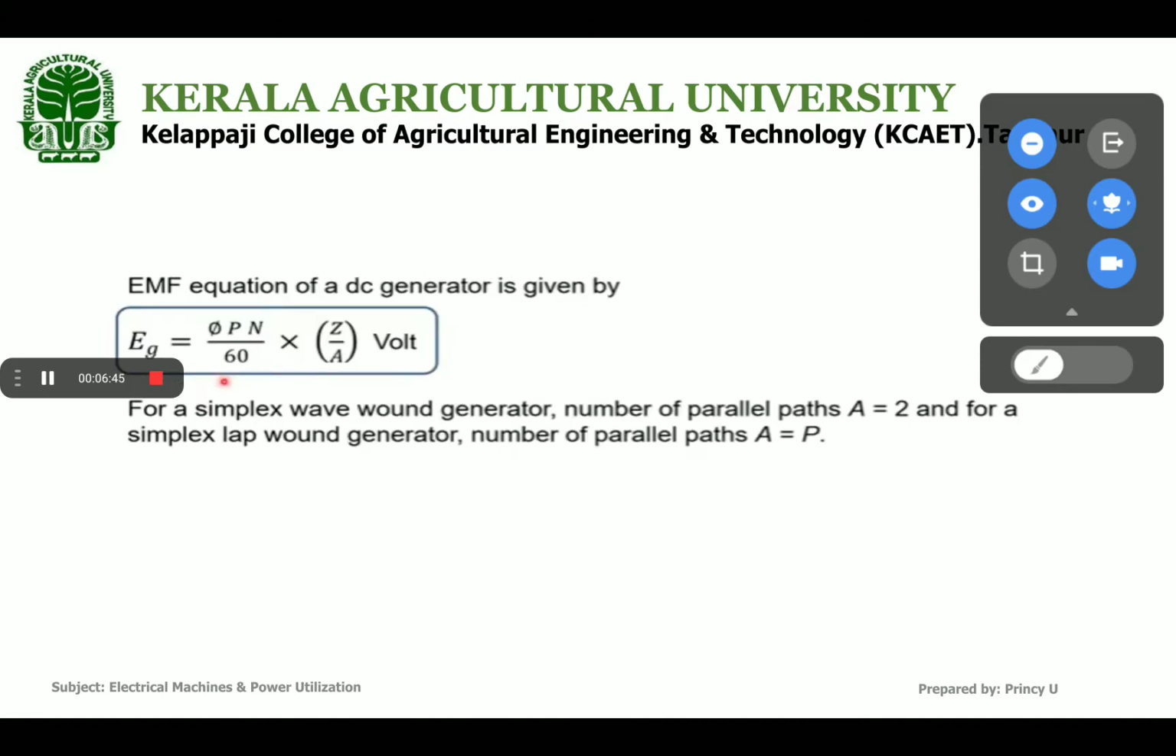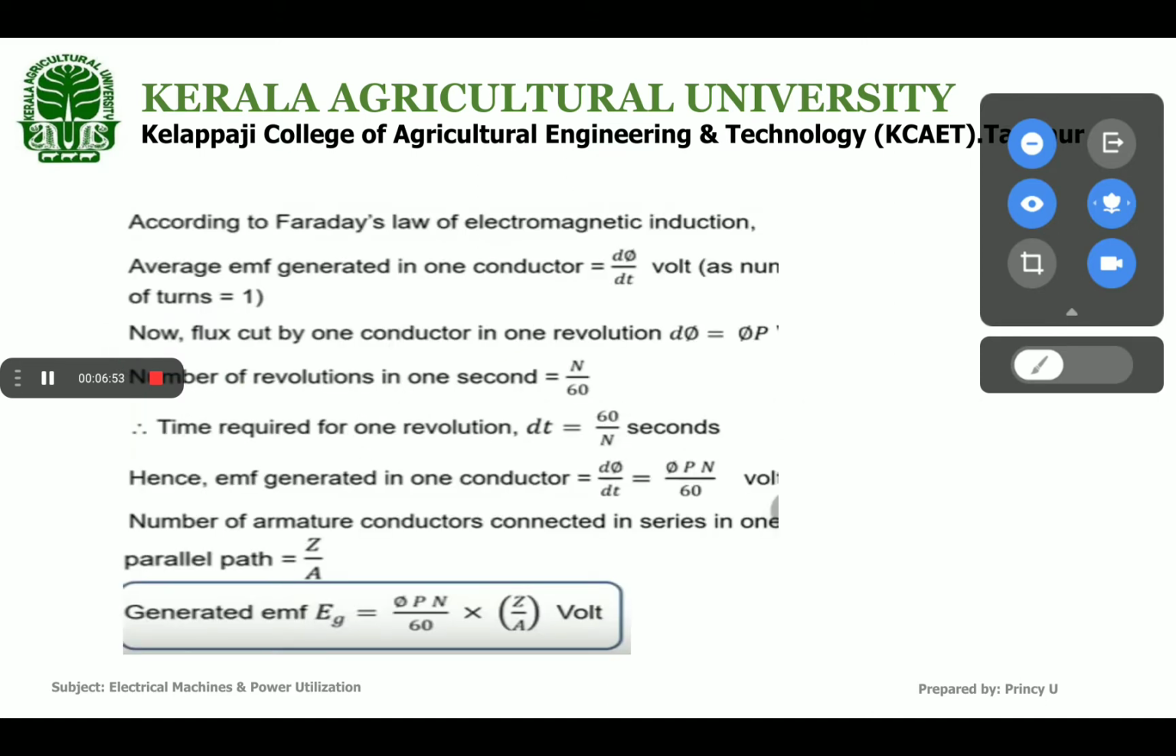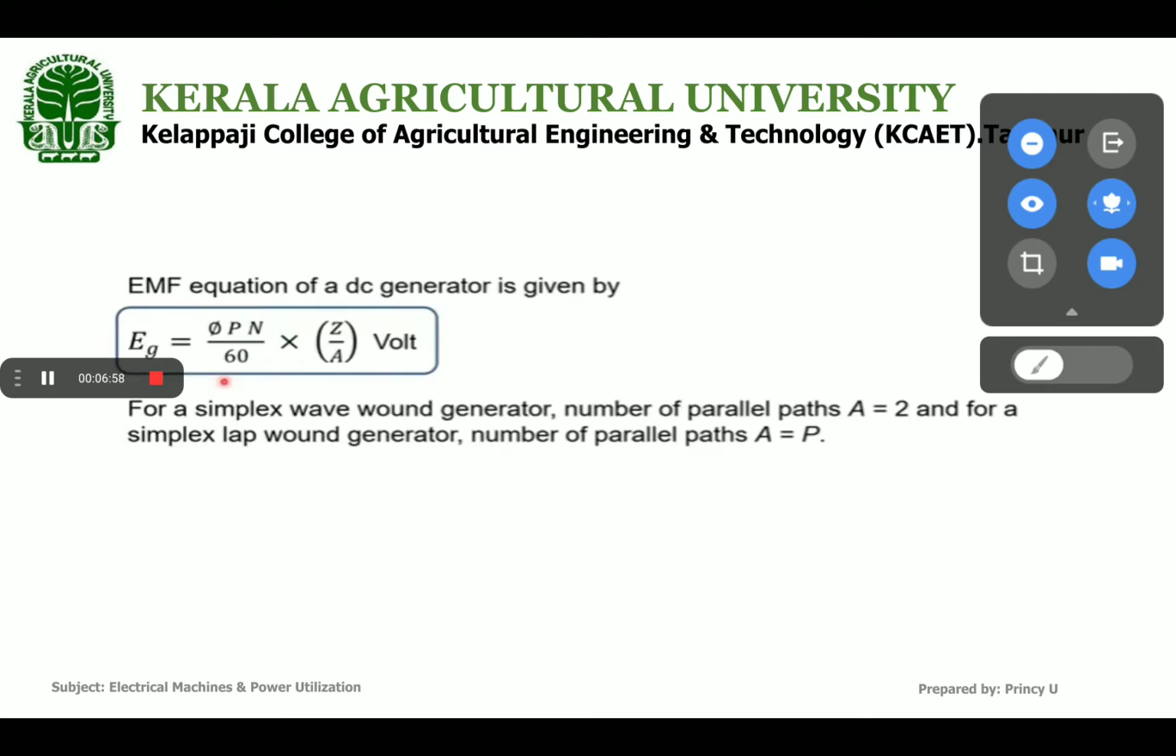EMF equation of a DC generator is given by Eg is equal to ΦPn by 60 into Z by A volt. This one is very important to study it properly. How we get ΦPn by 60 into Z by A.